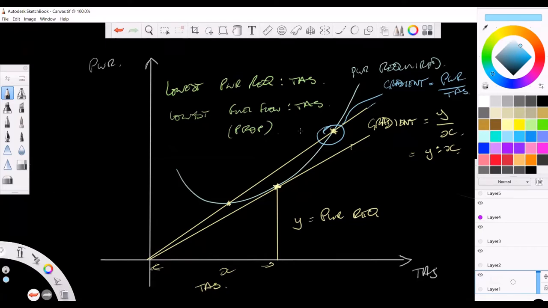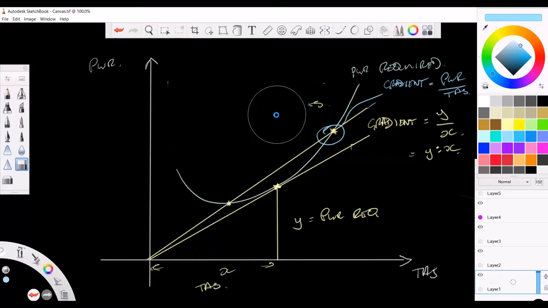Now, jets burn fuel proportional to thrust. Now, thrust in straight and level flight equals drag. So that's why you use the tangent to the drag curve for the best range speed for a jet.